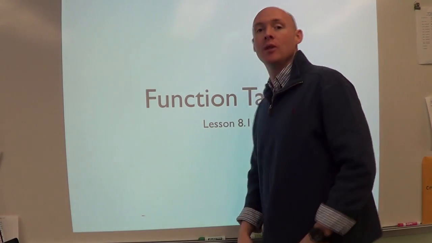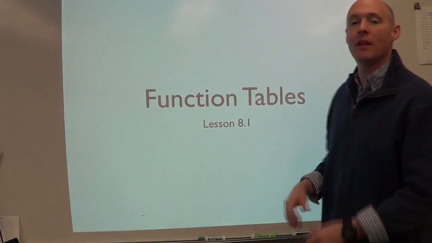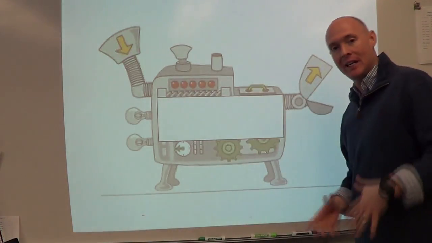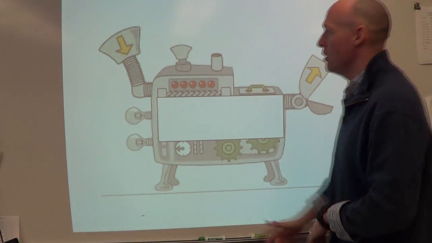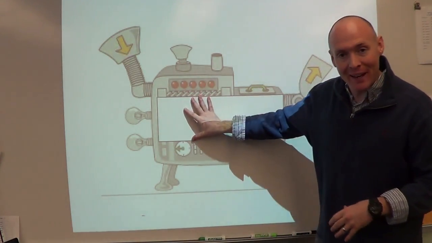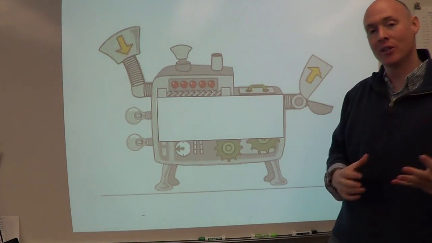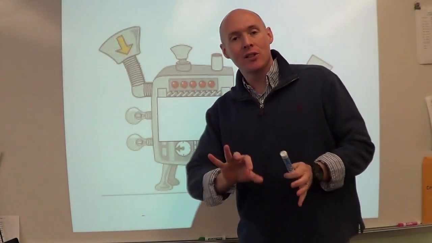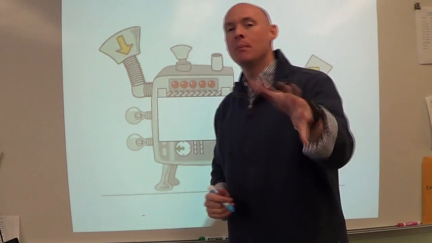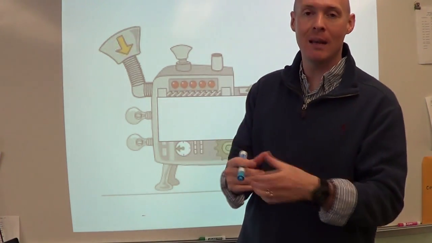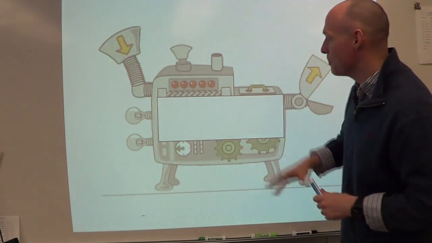This one begins Unit 8, and I'm going to get started with function tables. Here I have an image of a machine where you put something in one end, something happens in the middle to get an output or something different at the other end. What we're going to do today is very similar to those input-output boxes you may have done in grades past. We're just going to call them function tables and function rules today.